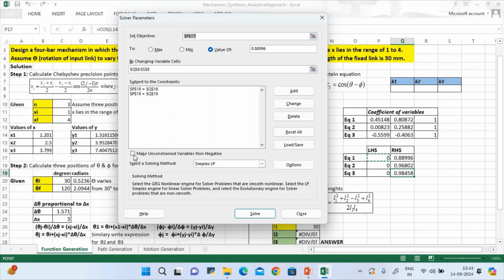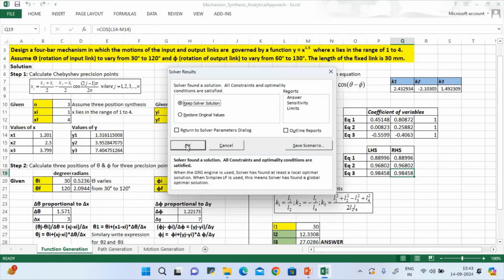Now here we have two options. If you want to make these variables non-negative, you can check this. If you want these variables to be a combination of negative and positive values, then you can uncheck this. In this case I am simply unchecking it. Now here, since it's a simple set of linear equations, we will use the simplex LP, that is the simplex linear programming approach, to solve this particular equation. Once you select it, and all the entries in these blocks are clear, you simply click on solve.